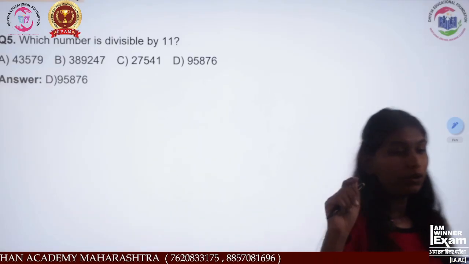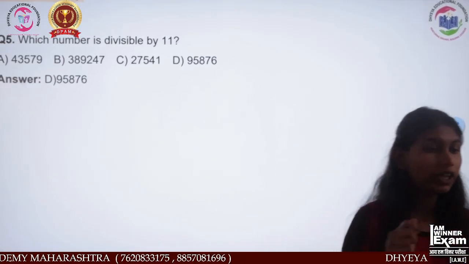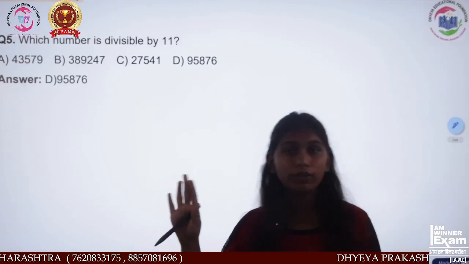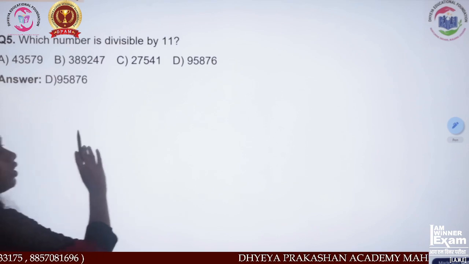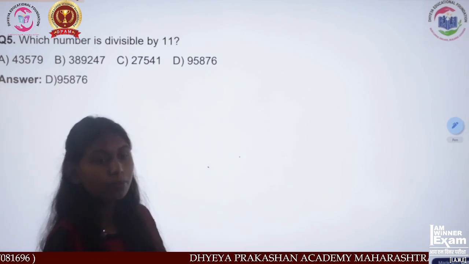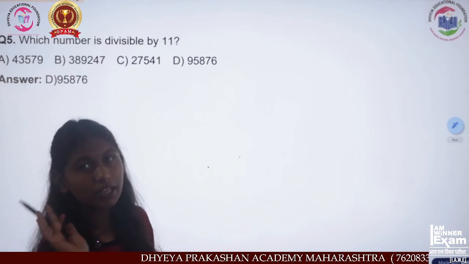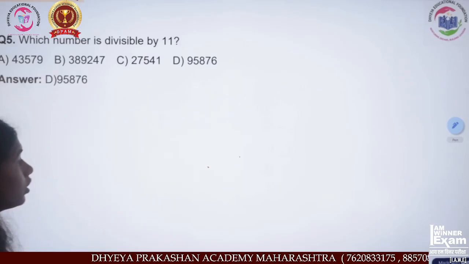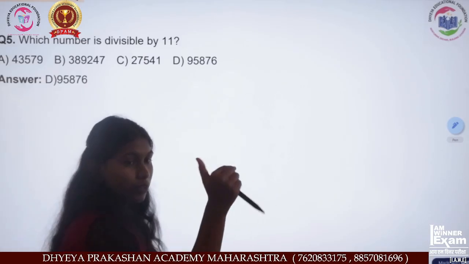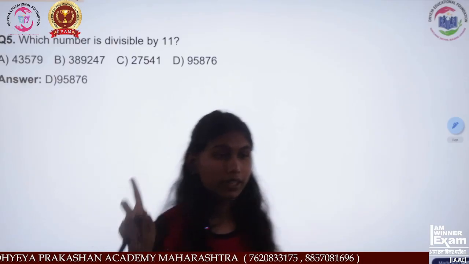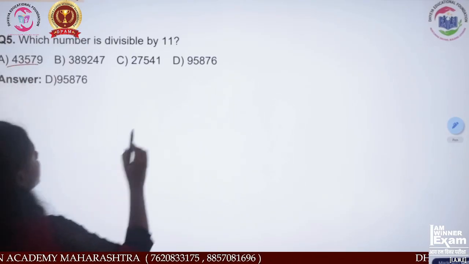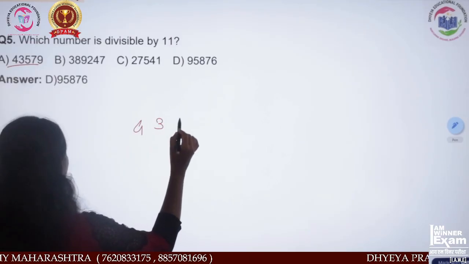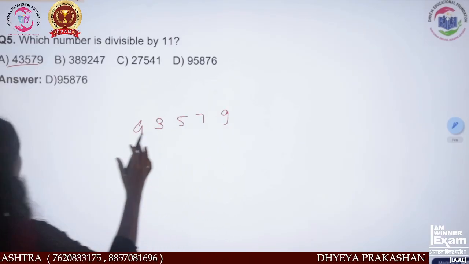Now what is the rule for checking whether a number is divisible by 11 or not? You have to take the sum of the even-place digits and the sum of the odd-place digits, and then take the difference. If the difference is 0, then the number is divisible by 11. So starting with the first number, that is 4 3 5 7 9.